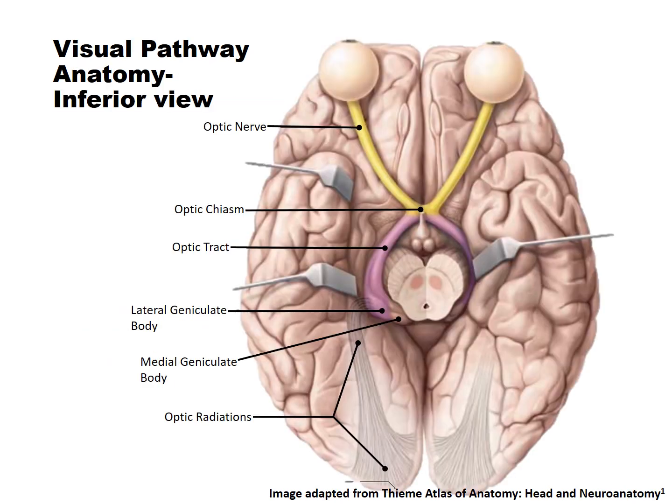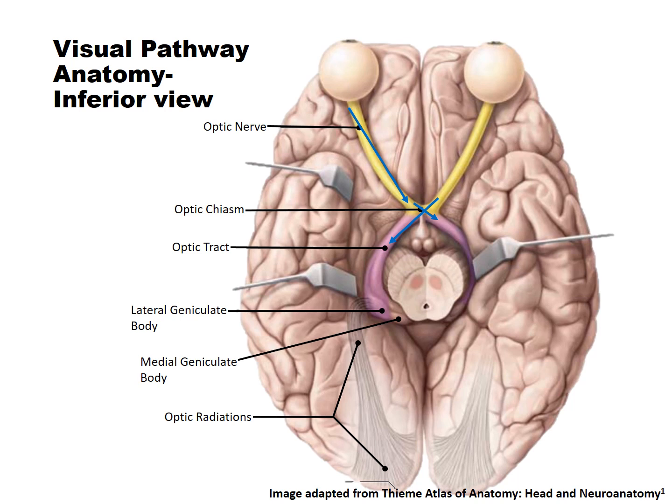This illustration of the base of the brain nicely demonstrates several aspects of the visual pathway. Both optic nerves can be seen extended towards the midline to converge at the optic chiasm. At this point, fibers from both nasal hemiretinae cross the midline to enter the contralateral optic tracts. This is known as the nasal hemidecussation.